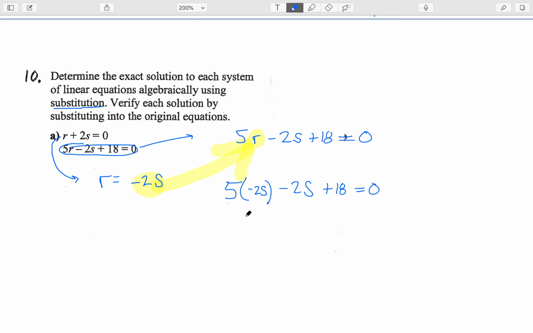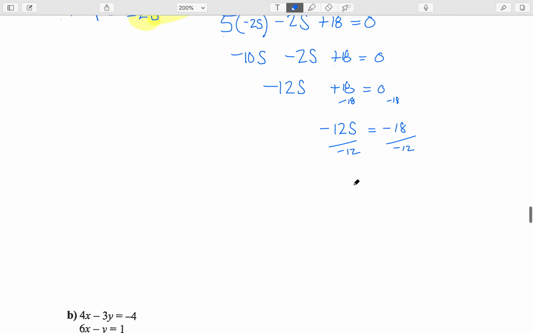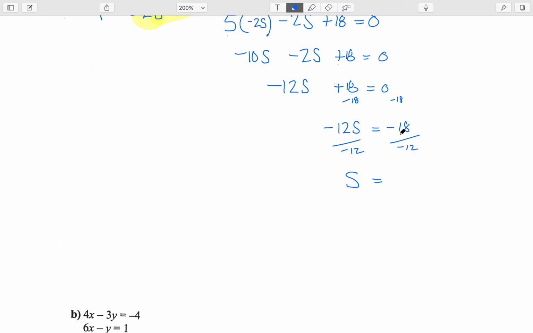Okay, so what do we got? We got minus 10s minus 2s plus 18 is equal to 0. So this is minus 12 s's plus 18. Let's move the 18 over. Minus 18, minus 18. So in other words, minus 12 s's is equal to minus 18. Okay, let's solve for s. S is equal to negative, negative, that's positive, 18 over 12, divide out 6. That's 3 over 2. In other words, it's like 1.5.